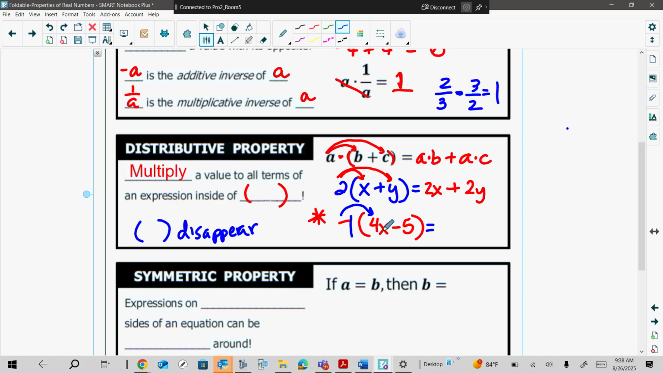A negative 1 times 4x. What does that become? Negative 1 times 4x. What would I write? A negative 4x. Good. Now I'm doing this negative 1, but I have this minus 5. That's like a negative 5. A negative 1 times a negative 5 becomes a positive 5. So now we make that plus 5.